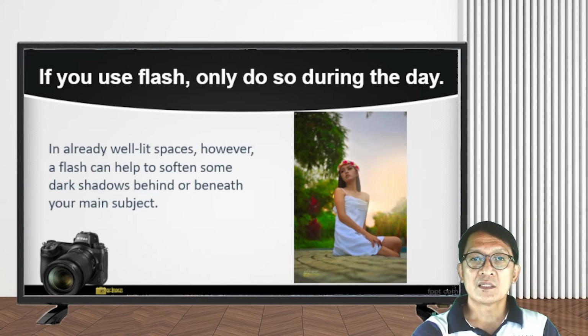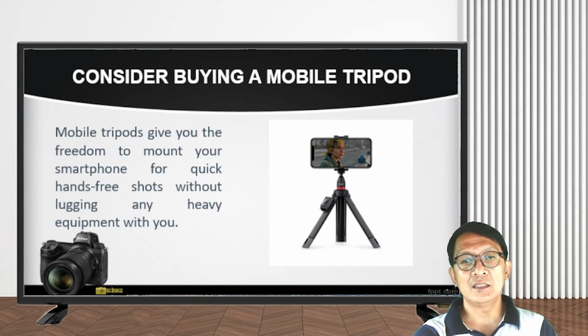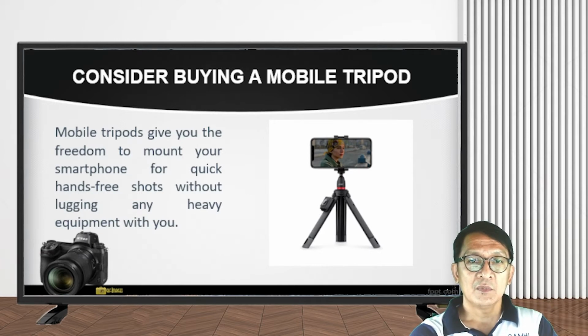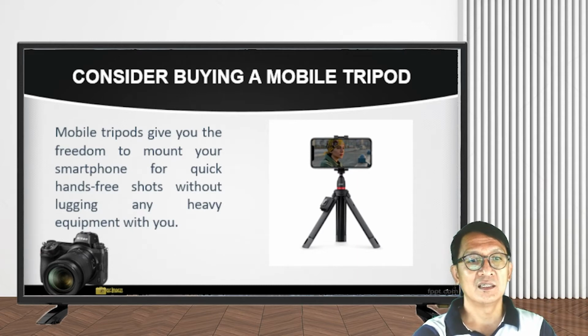Then the next one is consider buying a mobile tripod. Yeah. Mobile tripod give you the freedom to mount your smartphone for quick hands-free shots without lugging any heavy equipment with you. Ayan. So, kailangan may tripod para hindi kayo nakikisuyo sa ibang tao para i-shoot kayo. Okay? Or, pwede kayong mag-set ng manual setting kung talagang gusto nyo makuna ng maganda yung subject or yung sunset.